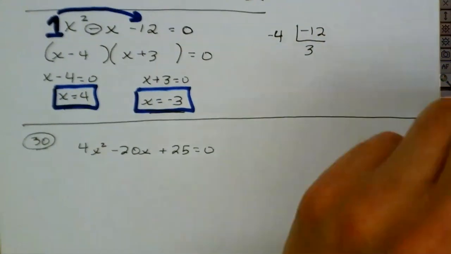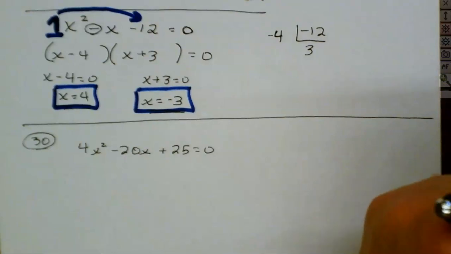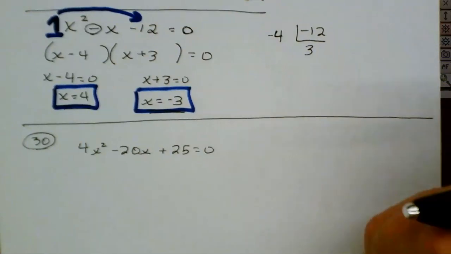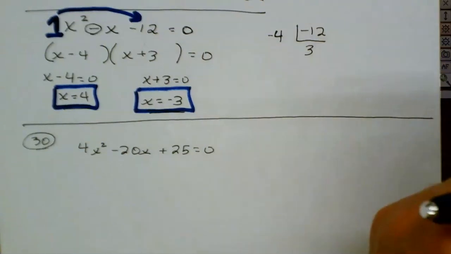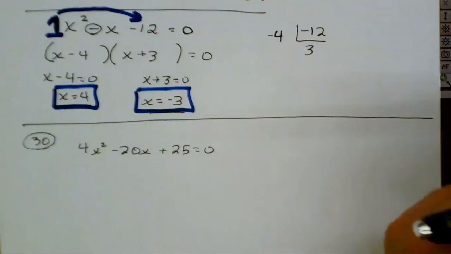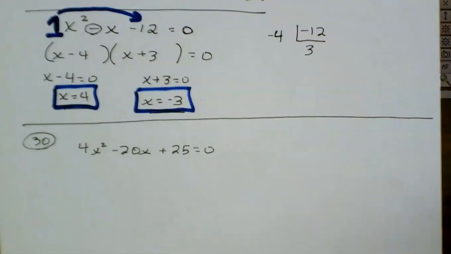Now there are a couple of ways of factoring this one out. You could take the 4 times the 25, which would be the 100, come up with your 2 numbers that give you that negative 20 in the middle, and then factor it by grouping. However, there is an easier method to this.